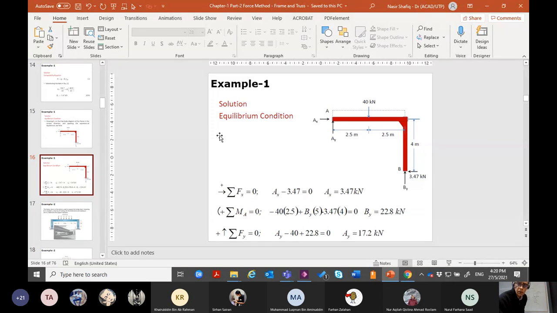By 22.8 and 17.2. Yeah, that is correct. So here, something is wrong, right? Maybe I will check the moment here. 4 × 3.47, 12 point something, right? So this is 17.2, right?